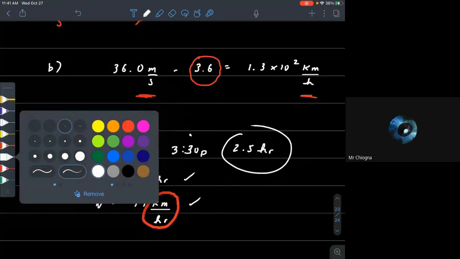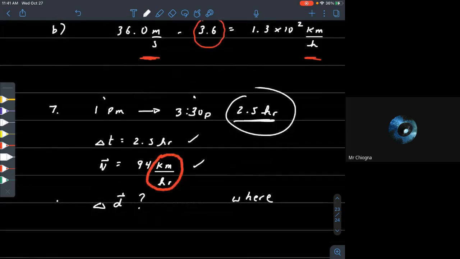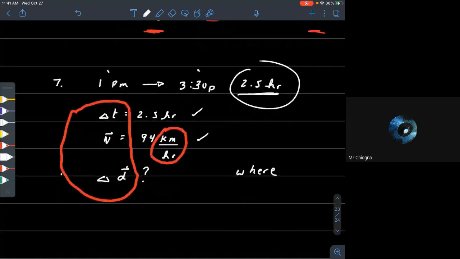Where will it be after 2.5 hours? Where is a question of displacement. Where? How far? Question mark. So your equation has to contain all 3. It's easy at this point. We've only got 1 equation, but later on it'll mount up to about 10 or 12. So it's this equation that we've been working with. Rearrange for displacement.